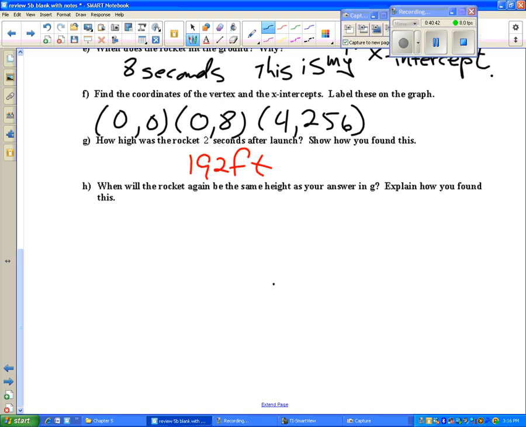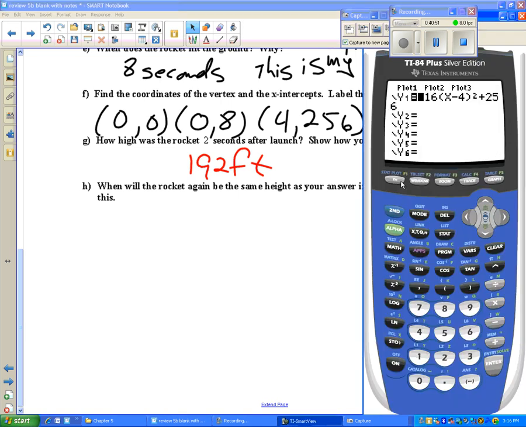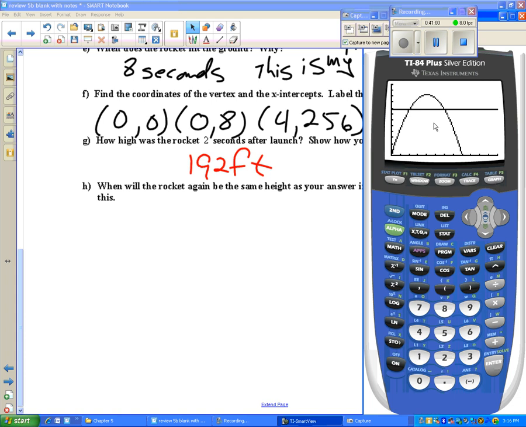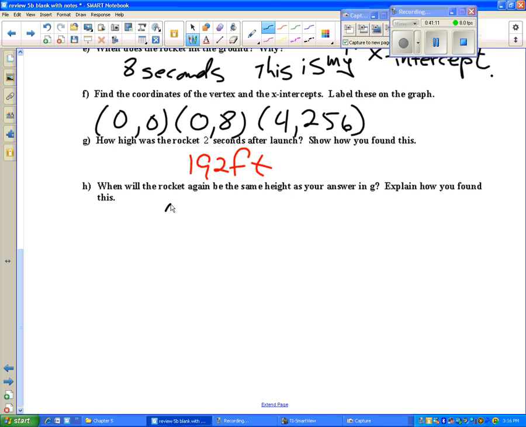Okay, when will the rocket again be the same height as the answer in G? When am I going to get to 192 again? Well, I'm going to hit y equals, go down to y2, and plug in 192 as my y. I'm going to graph, and I need to find this second intersection point. So I'm going to hit second trace. Number 5 is intersection. At that point, I'm going to hit enter 1, 2, 3 times. So I'm going to get to 192 again at 6 seconds.